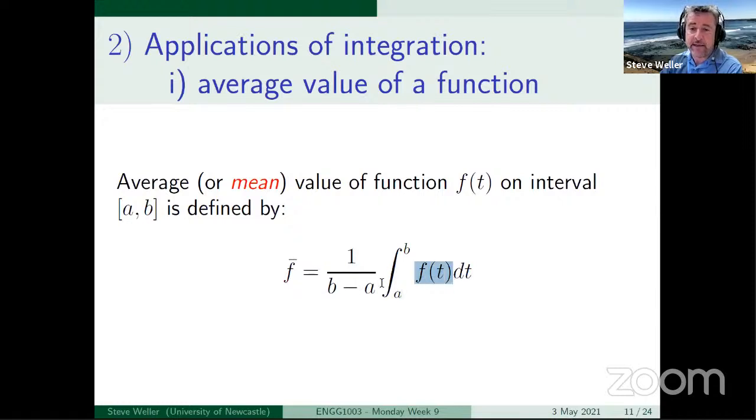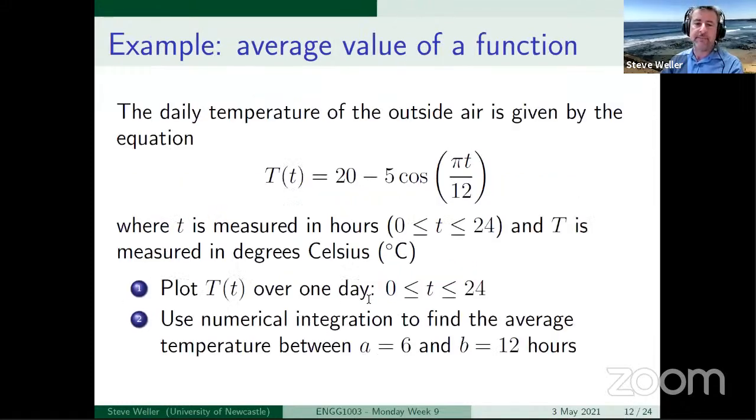So you can see very clearly how integration plays a key role in defining this mean value. It's the integral of f over the range a to b scaled by 1 on the upper limit minus the lower limit of integration.